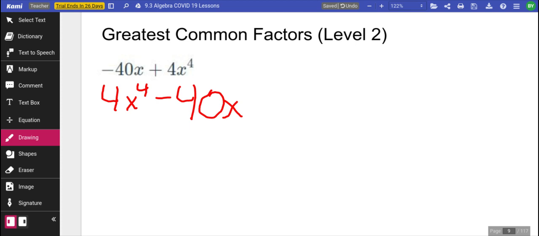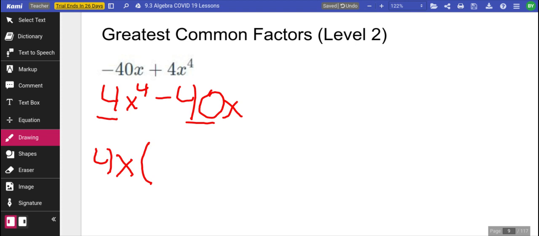Now, when I look at both of those terms, out of the 4 and 40, you'll notice that I could pull a 4 out of each of those, right? So that's going to be part of my greatest common factor. And I've got an x to the fourth and then an x to the 1. So I could pull 1x out of both of those terms. And so that's what I'm going to do. I'm going to essentially pull 4x out of each of those.